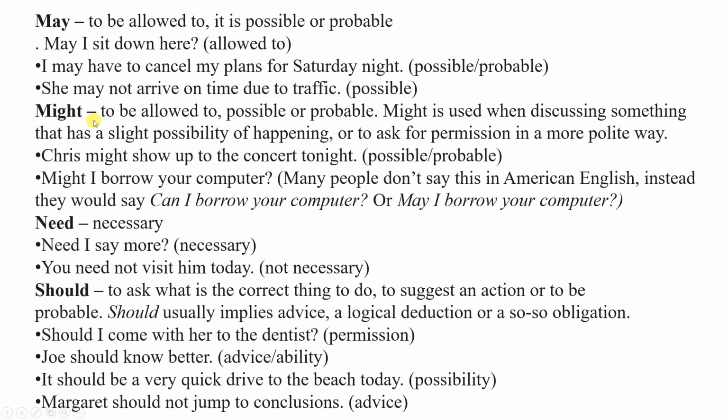Next modal is might. Might means to be allowed, possible or probable. Might is used when discussing something that has slight probability of happening or to ask for permission in more polite way. Chris might show up to the concert tonight. That means chances are there that he will arrive. Might I borrow your computer? Many people do not say this in American English. Instead, they would say, can I borrow your computer? Okay. So, both can be used. May I borrow your computer can also be used, and can I borrow can also be used.